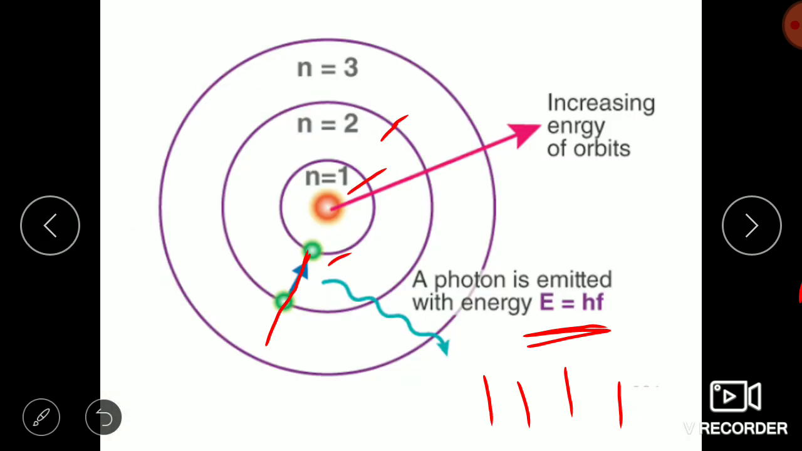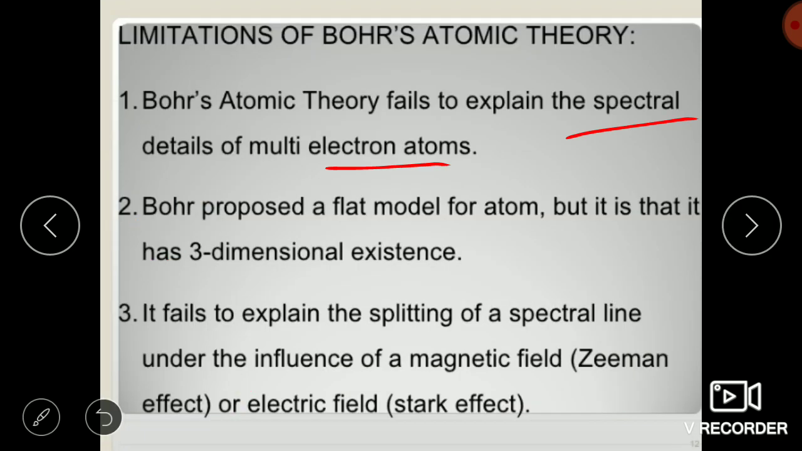It's on the 2D paper. Okay, it's on the two-dimensional x dimension and y dimension, like that he had given. But actually the atoms are spherical, these are three dimensional. So that was the second limitation, that Bohr proposed a flat model for an atom, but it has a three dimensional existence. It's not circular, rather it is spherical.